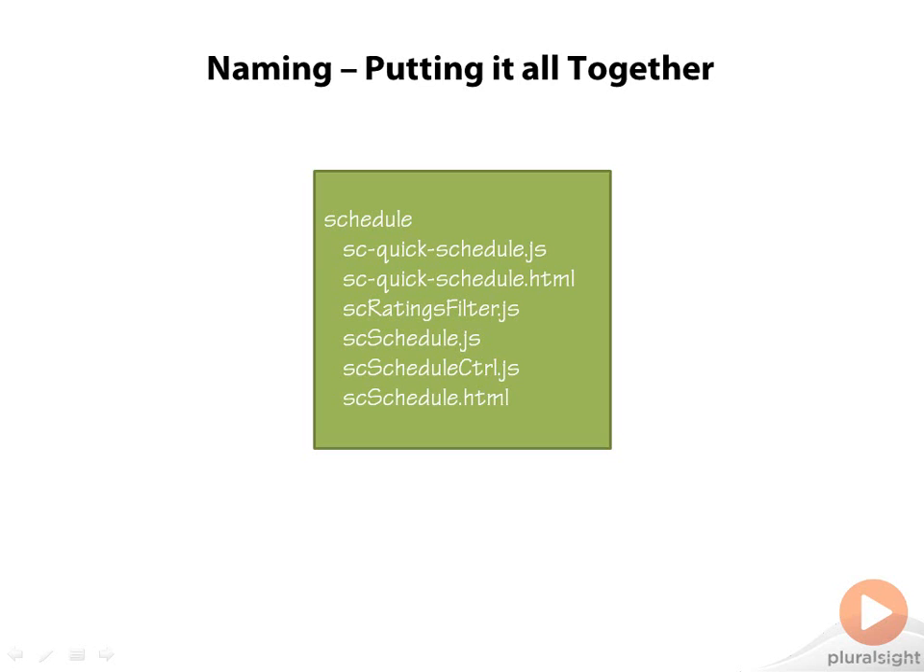Here, I am dividing up my files into feature folders. I'm using a prefix so that I can namespace this feature and avoid naming collisions with objects in any other area of the application. Within my schedule feature, I have 6 files. Take a moment and look at those 6 files and see if you can tell what type of object each of them are. It should be fairly obvious.